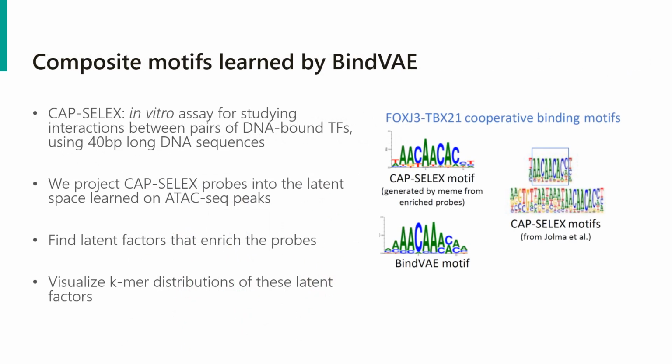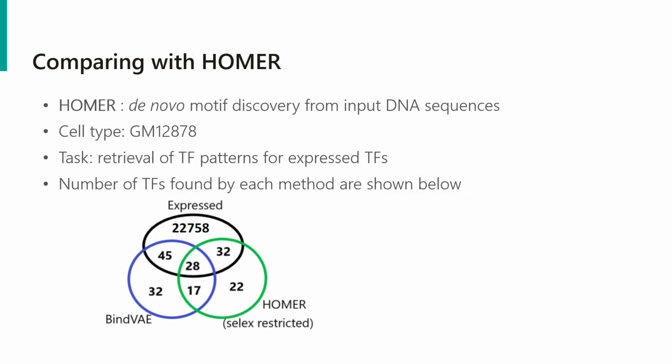In order to obtain composite motifs from BindVAE, we project CAP-SELEX probes into the latent space learned on ATAC-seq peaks, and we find latent factors that enrich these probes. We then visualize the k-mer distributions of these latent factors and compute the motifs corresponding to the k-mers of those latent factors. As you can see, we find FOXJ3 TBX21 amongst one of the cooperative binding motifs that we find. We also compare with de novo motif discovery approaches, in particular such as Homer, and we find that out of all the expressed genes for GM12878, BindVAE finds more transcription factor binding signatures as compared to Homer, which has a higher precision and recall.